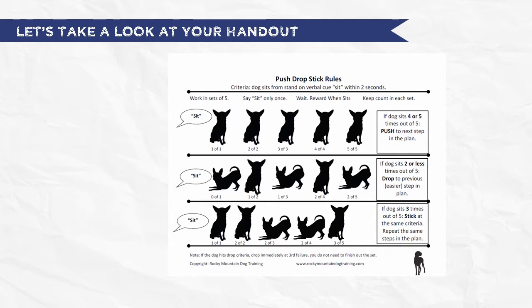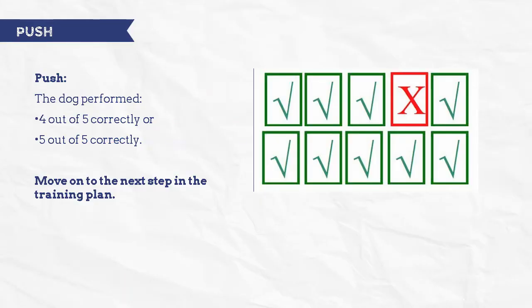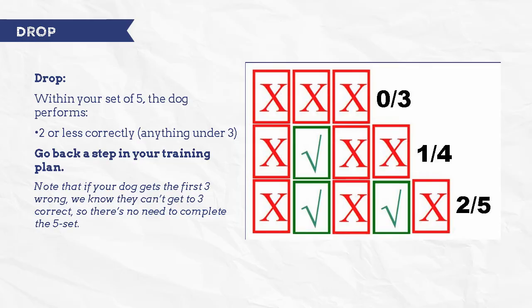Let's break each one down individually. Push. Once you've trained a set of 5 repetitions, if the dog gets 4 out of 5 or 5 out of 5 correct in that set, you would move on to the next step in the training plan. Drop. If within your set of 5, the dog performs 2 or less correctly, then you would go back a step in your training plan. That could mean 0 for 3, 1 for 4, or 2 for 5. I want you to note that if your dog gets 0 for 3 right out of the gate, when we know that they can't get to 3 correct, there's no need to complete the 5 set.